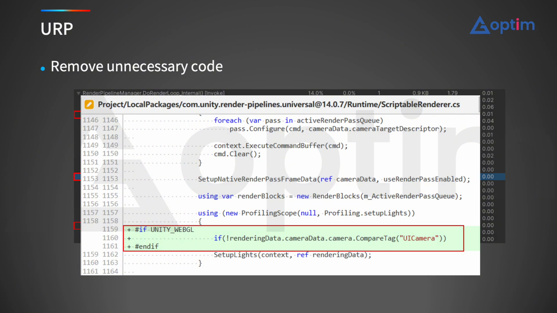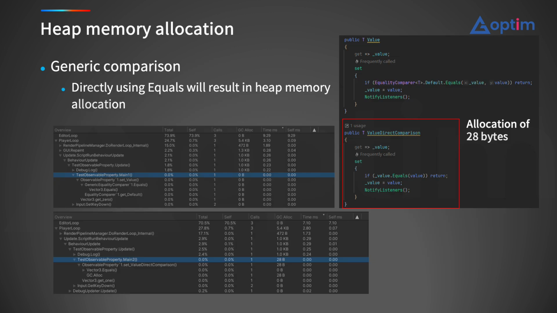Heap memory optimizations. Now let's talk about some classic GC optimization cases. 1. Generic equality and boxing. In one project, we found heavy use of generic comparisons written like this: if value.Equals, return. This is common, but it can cause boxing. Profiler showed about 28 bytes of allocation per call. When we switched to EqualityComparer<T>.Default.Equals, allocations dropped to 0. In high-frequency code paths, this kind of change can significantly reduce GC pressure.